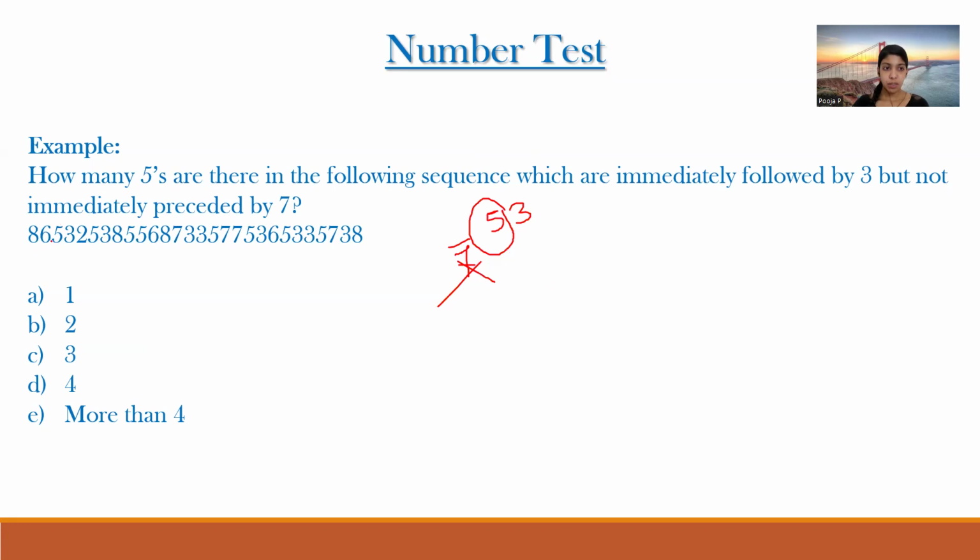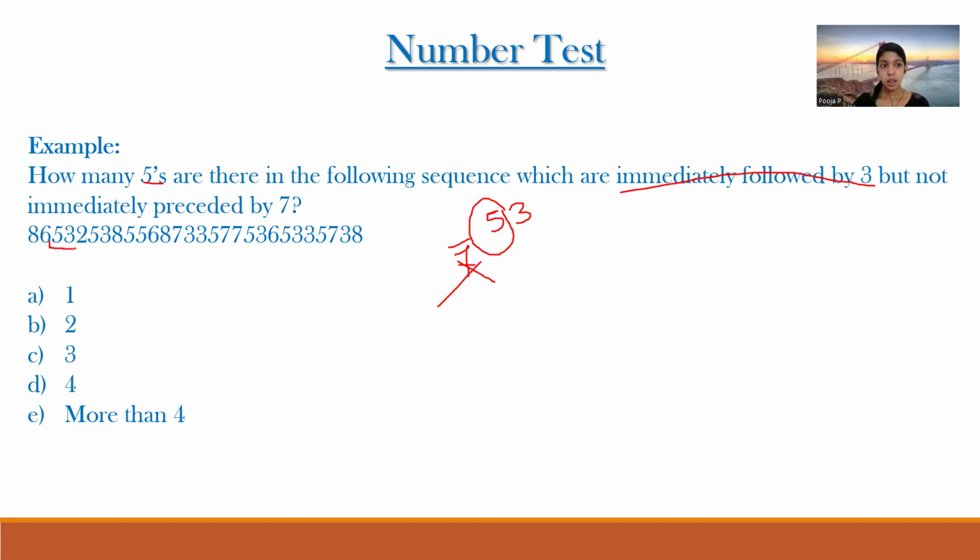Yes, tell me. Do we have 3 and 5, or 5 and 3 only, ma'am? Only 5 and 3, because they have said 5 is immediately followed, which means after. Immediately preceded means right before that number. Then I think only 2 numbers are there, ma'am.